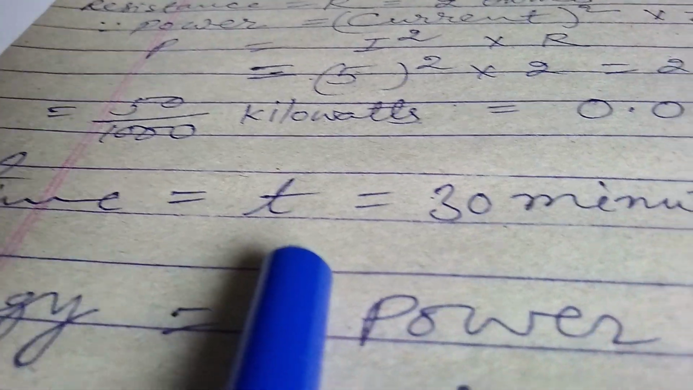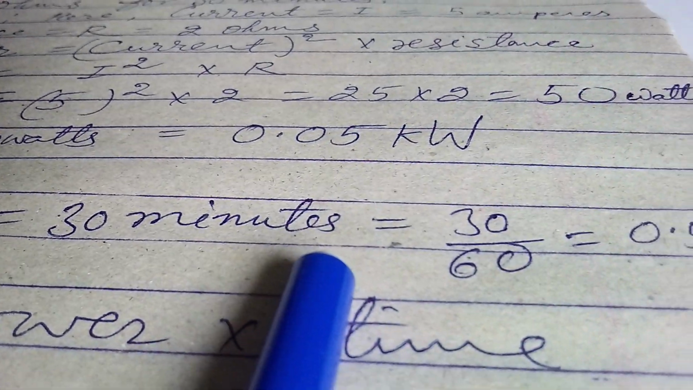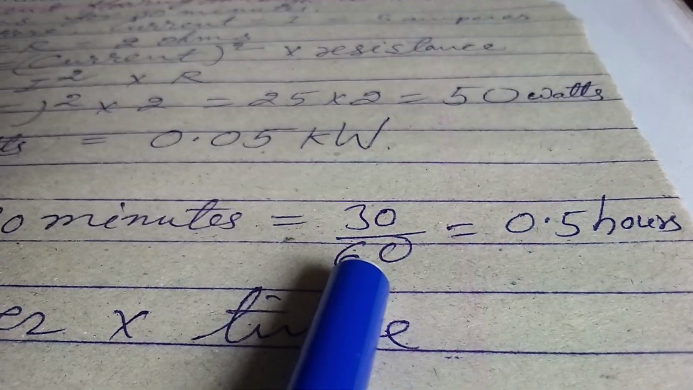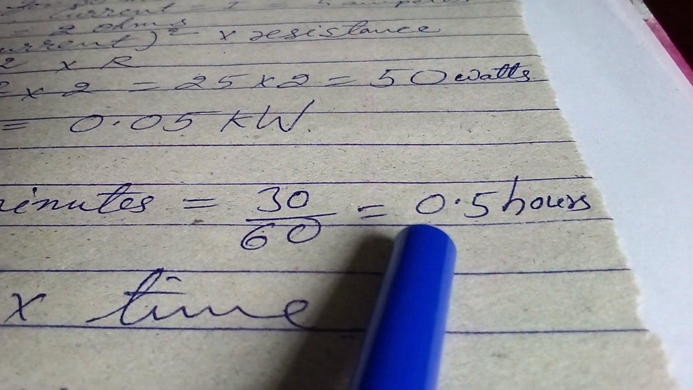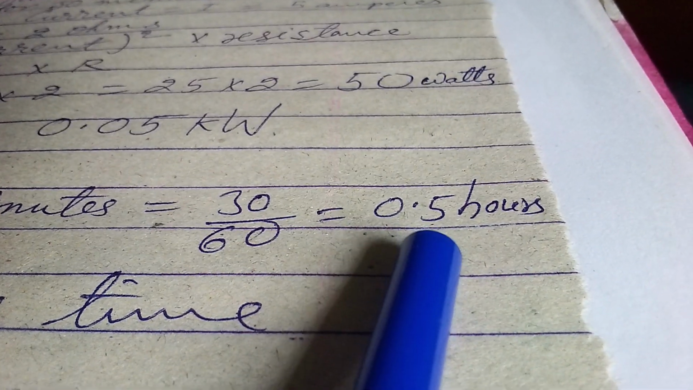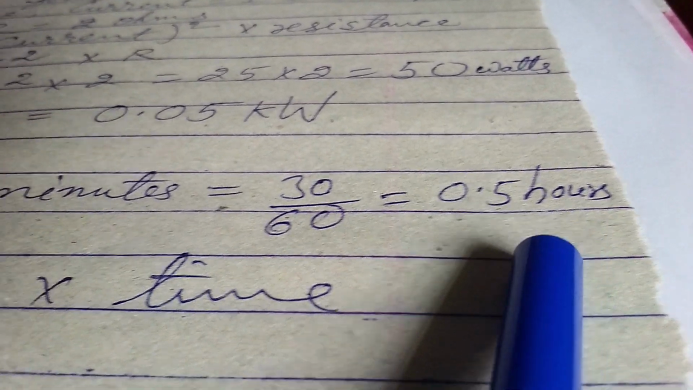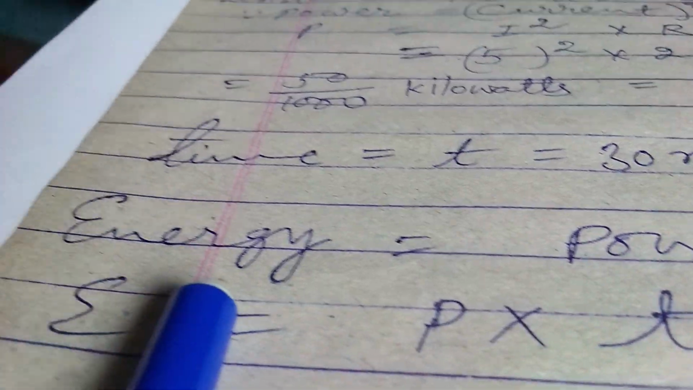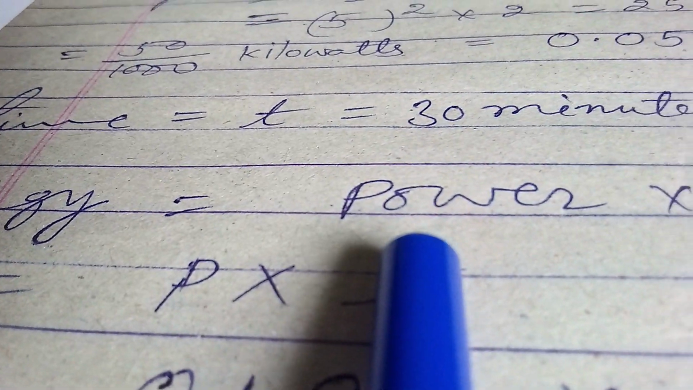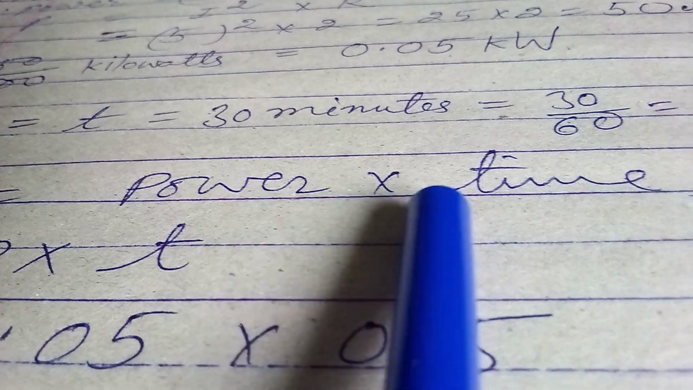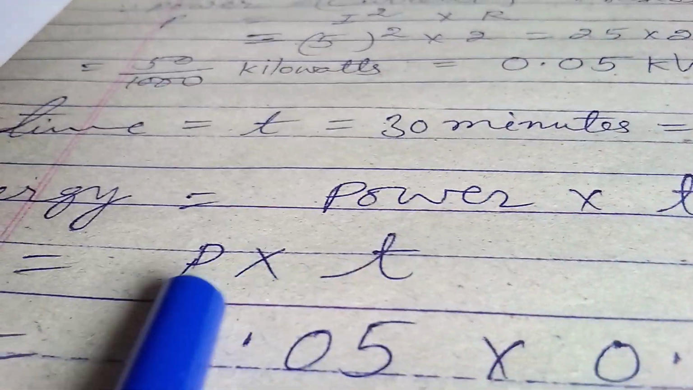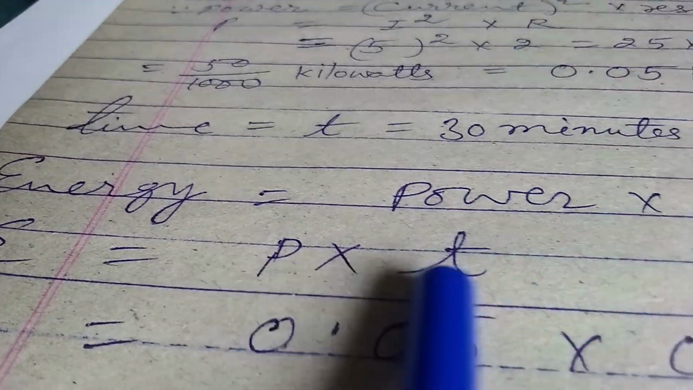Time t equals 30 minutes. So this we have to convert into hours by dividing by 60. So we get here 0.5 hours. And now energy equals power into time, that is E equals P into T.